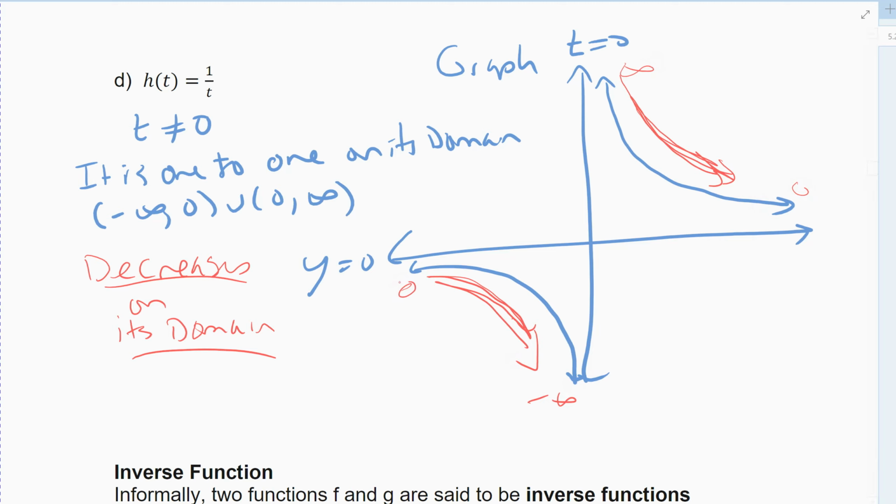All right, so that was practicing determining when functions are 1 to 1 and increasing and decreasing. And next we're going to get into inverses.